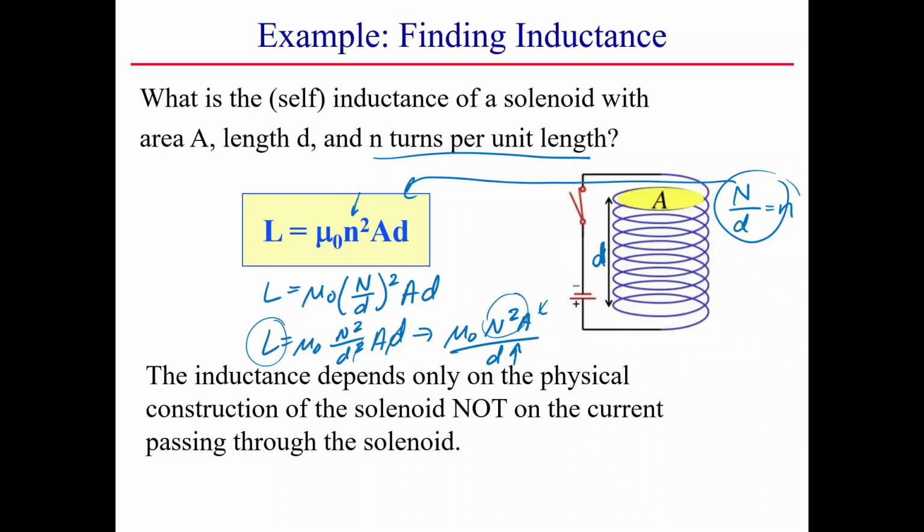Now, this depends only on the physical construction, not on the current passing through. So inductance is a constant for a device. So you can go out and buy an inductor and printed on it will be the inductance L. So that is going to be how we find the inductance. And then this guy is now called an inductor.